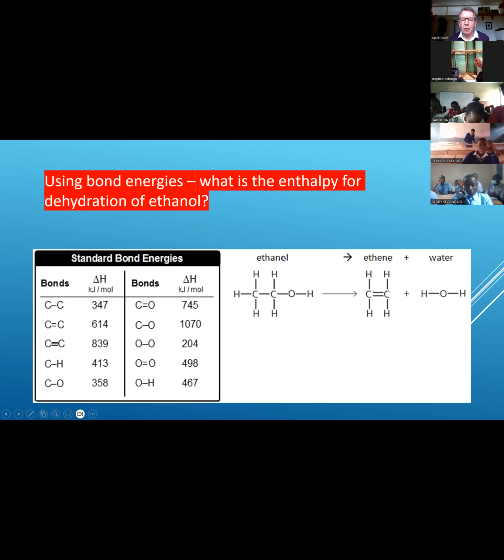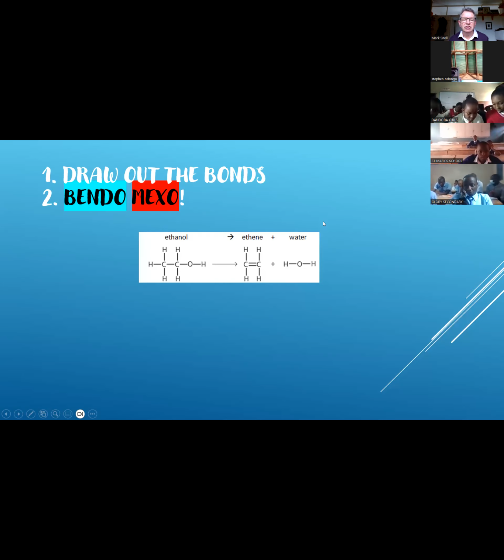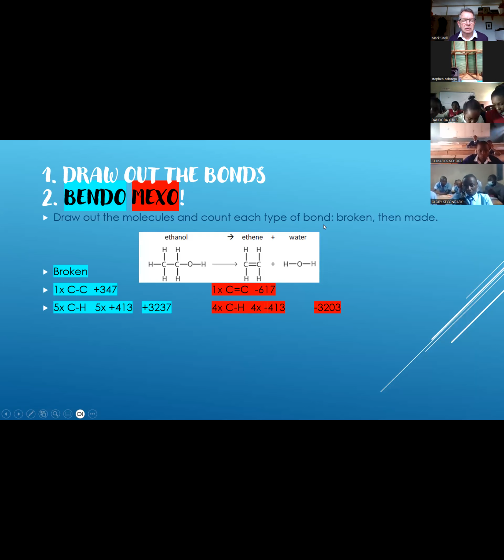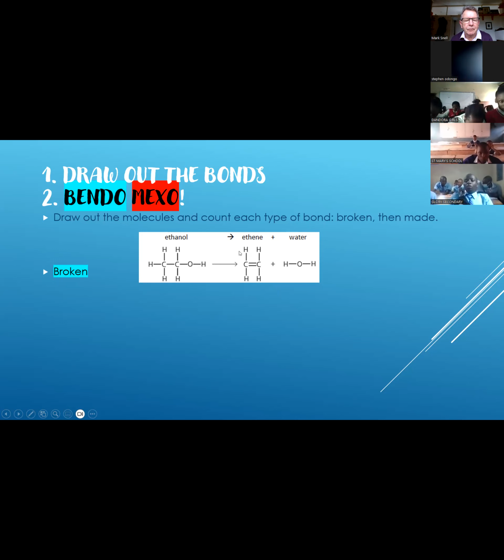So we add up all of those, and that will all be a positive number. The ones on the right-hand side will be a negative number. Okay, so this is how it works. I'm looking at the ones which I'm going to break and the ones I'm going to make. So I'm going to break a carbon-to-carbon bond in the middle there, worth 347.